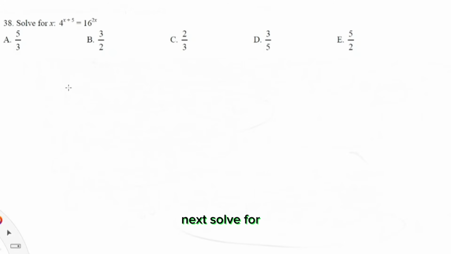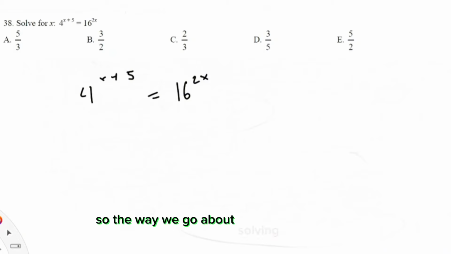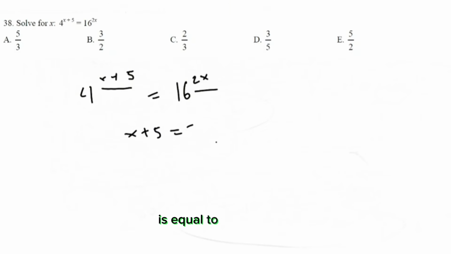Next, solve for x. 4 to the power of x plus 5 is equal to 16 to the power of 2x. The way we would go about solving this problem is solving for x. To do that, we would just equate the powers, so x plus 5 is equal to 2x.